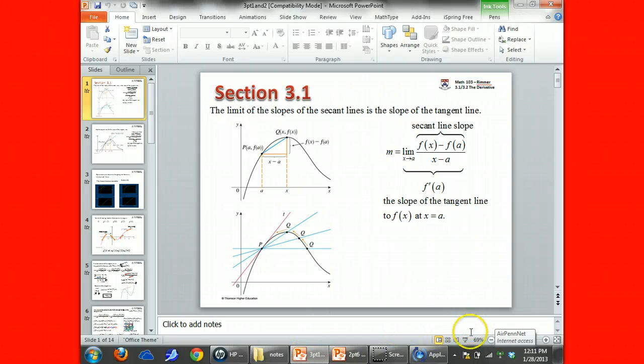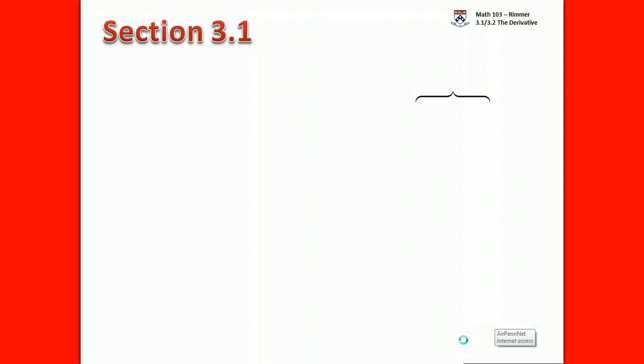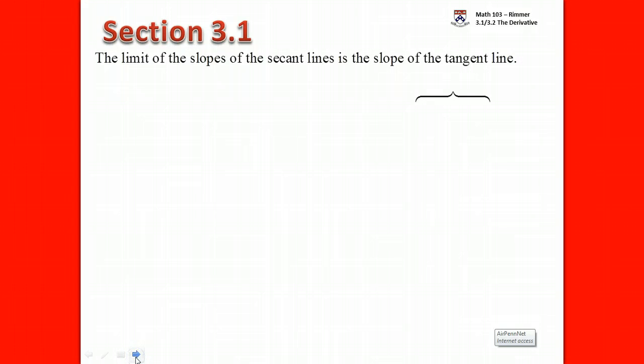All right, now we're going to jump to chapter 3. We talked about how if we're trying to find the slope of a tangent line, we can find the slope of a bunch of secant lines as the gap between the points gets smaller and smaller. Now we're going to formalize that, and we're going to call it a special name. So the limit of the slopes of the secant lines is the slope of the tangent line.